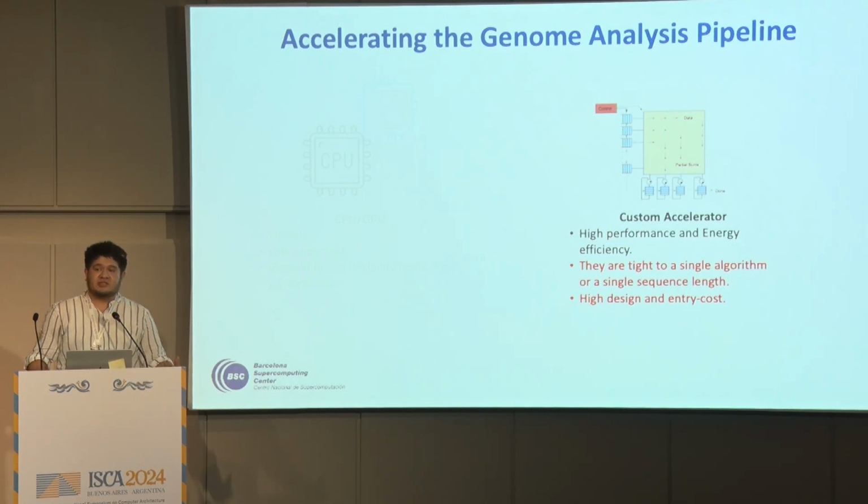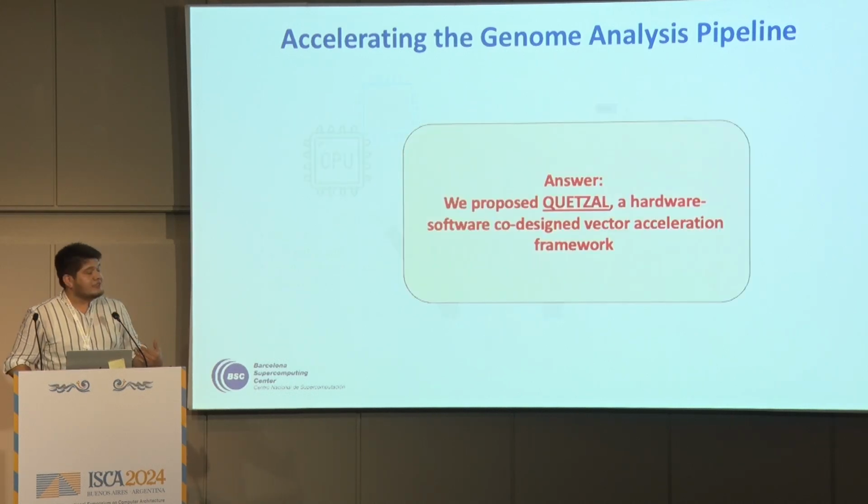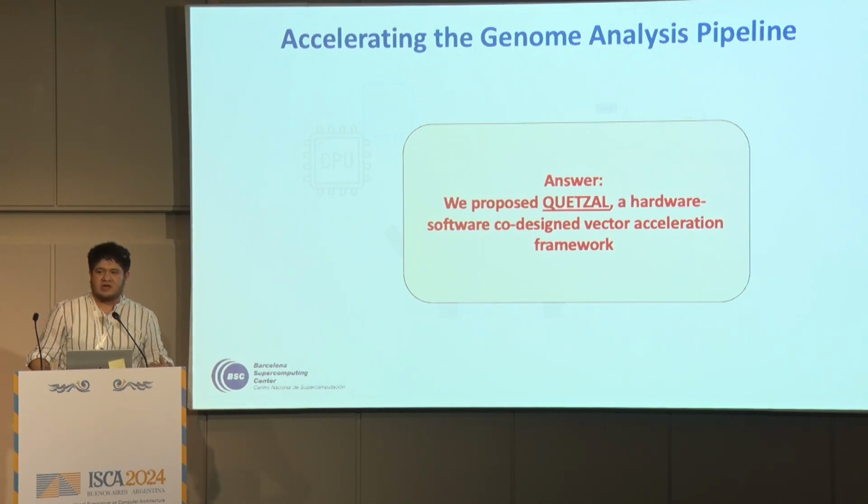Then we raised the question: is it possible to meet in the middle, something that is flexible enough to be mapped to multiple algorithms, but at the same time fast enough to provide significant performance benefits? And the answer to this is QUETZAL, our hardware-software co-design vector acceleration that addresses all the bottlenecks of vector architectures for modern genome sequence analysis, providing high performance benefits while being really flexible to be mapped to multiple algorithms.